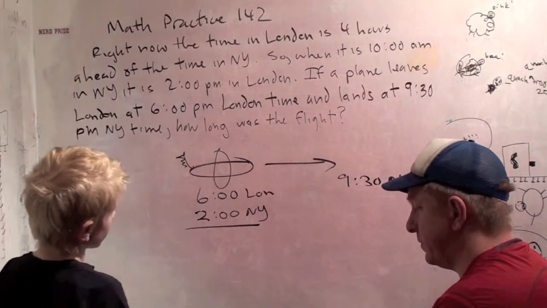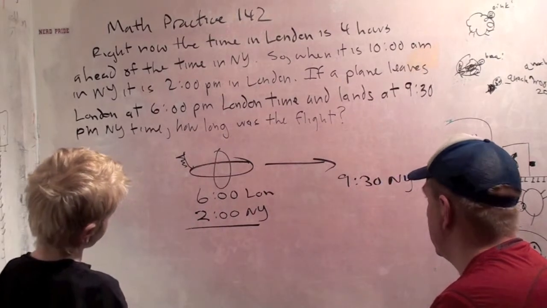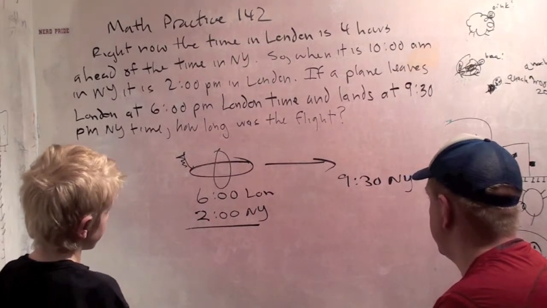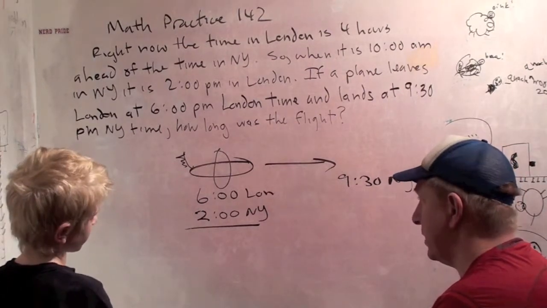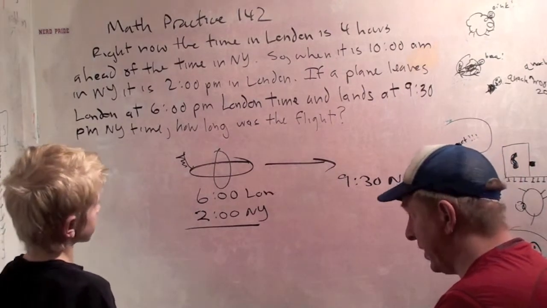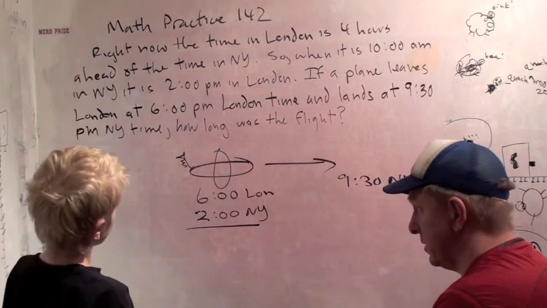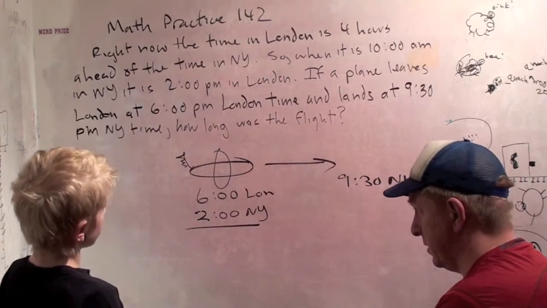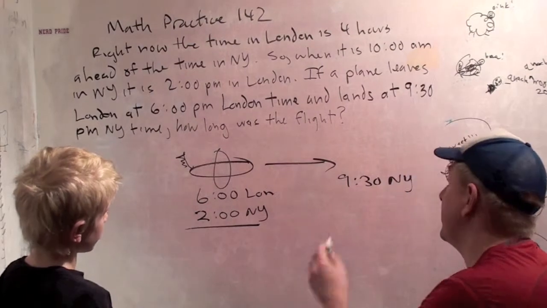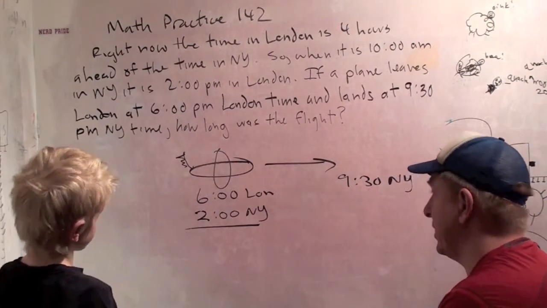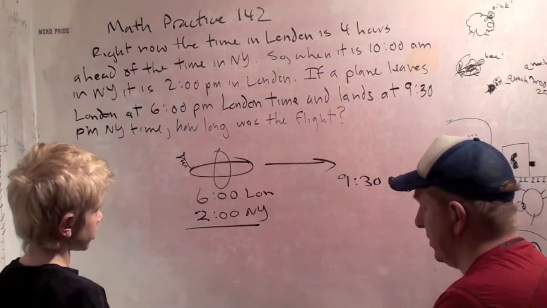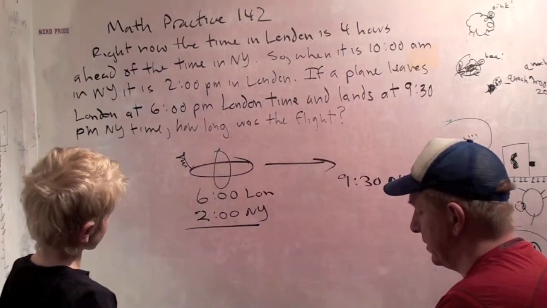And then maybe you don't have to convert 9:30 to New York time, do you? Well, let's see. What time was it in New York when I took off? It's 2 o'clock in New York when I took off. What time was it when I landed? In New York it was 9:30. That's when I landed. Okay, so can you figure out how long that was?